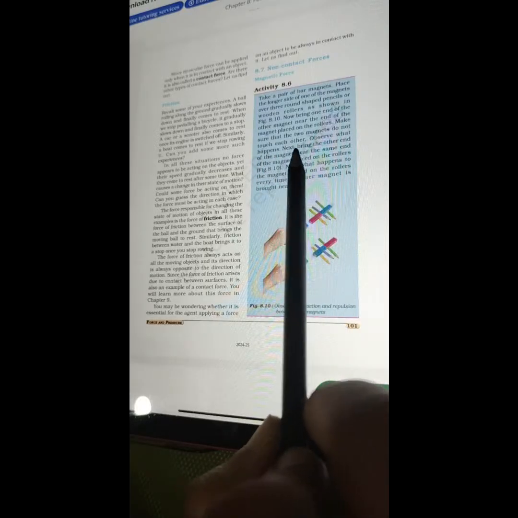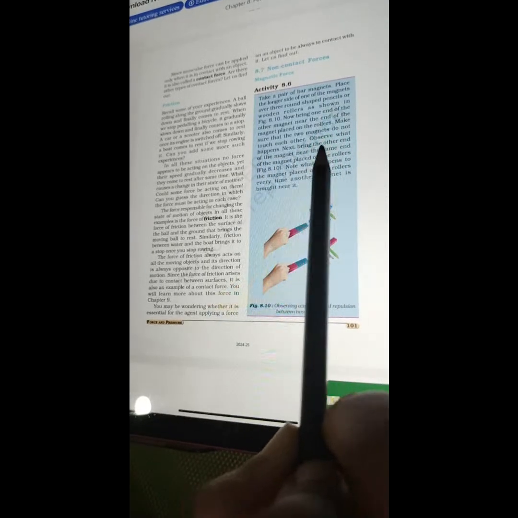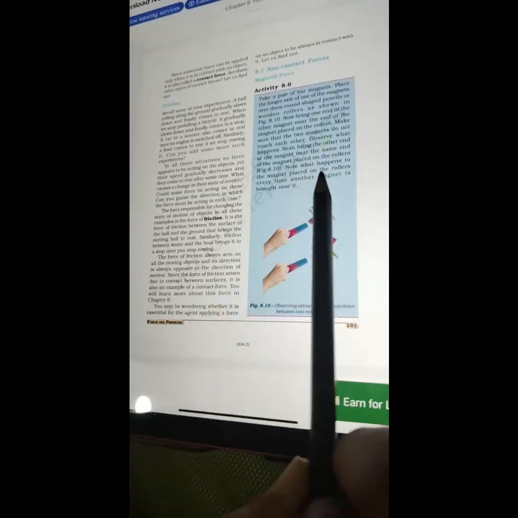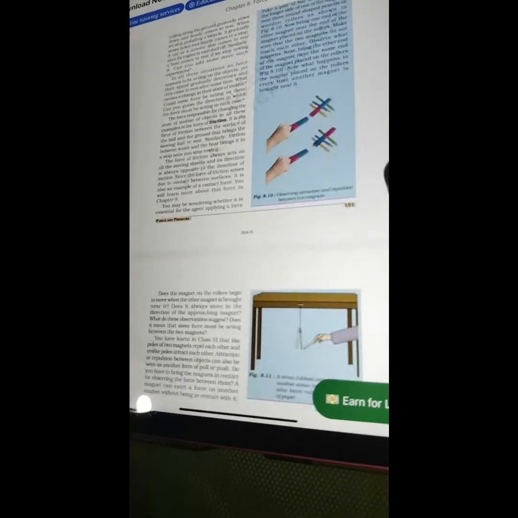Observe what happens next. Bring the other end of the magnet near the same end of the magnet placed on the rollers as seen in figure 8.10. Note what happens to the magnet placed on the rollers every time another magnet is brought near it. Does the magnet on the rollers begin to move when the other magnet is brought near it? Does it always move in the direction of the approaching magnet?